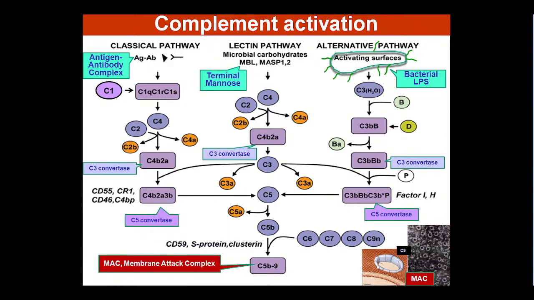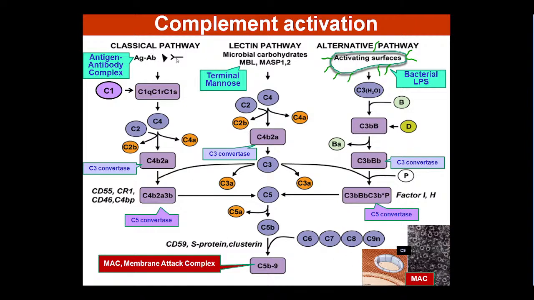The walls of this perforation are formed from C9 proteins, about 9 to 11 molecules. And this tube, a pathological pore, cannot be closed by the bacterium or by the human cell. It becomes open, and through this hole ions are released, water is released, the cell is loosened, and the bacterium or human cell dies. This is the classical pathway.